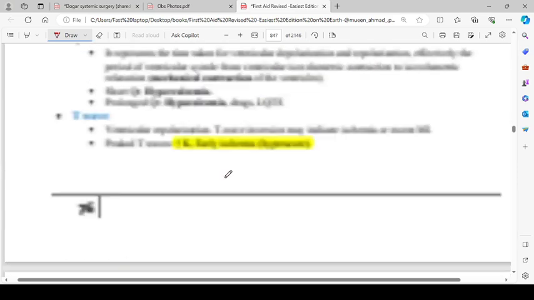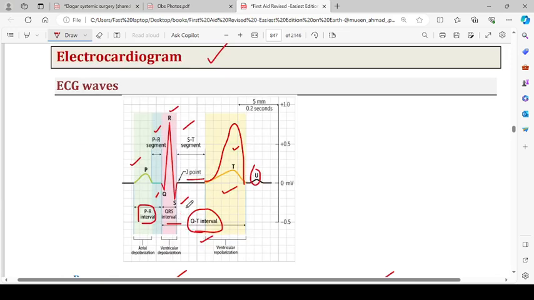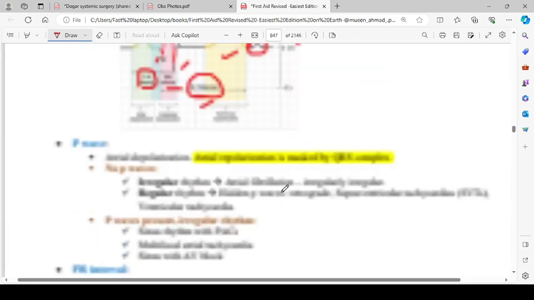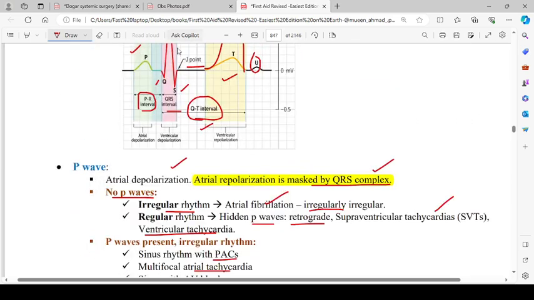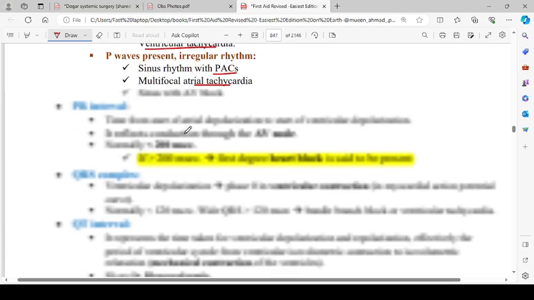The J point, this is the J point. It is the junction of the S wave with the isoelectric line at the ST segment. So the J point is the junction between the QRS complex and the start of the ST segment. The ST segment is isoelectric, like ventricles depolarize. Isoelectric means these are fluctuations due to the movement of current. There is no net movement of current towards or away from the leads which we have applied on the chest, so that is why it is an isoelectric line.